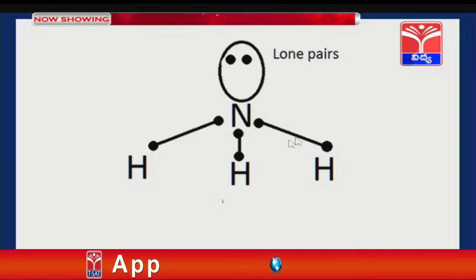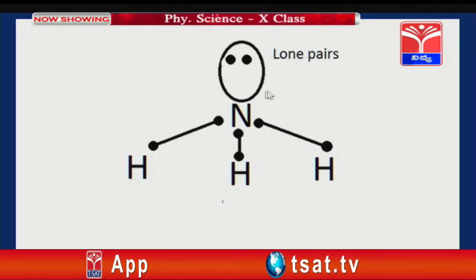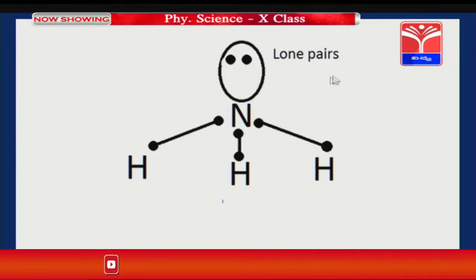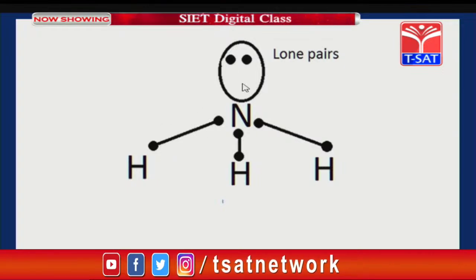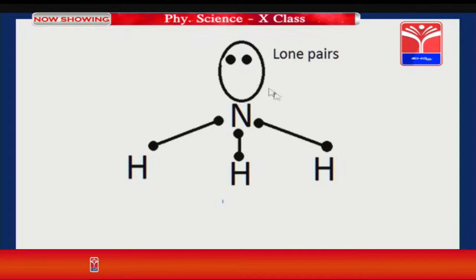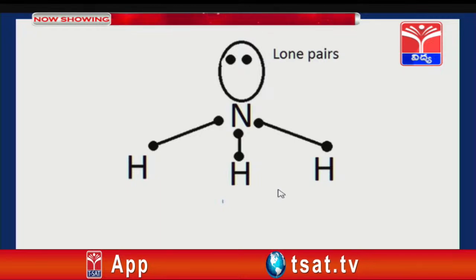Now these are formed due to the shared pair of electrons, and nitrogen has one non-bonding pair of electrons, which is called a lone pair. Because of the repulsions between the bonding pairs and the non-bonding pair of electrons, ammonia has a pyramidal structure. Why it has attained a pyramidal structure, we will be learning in the next class.